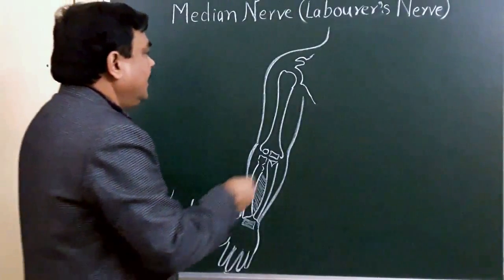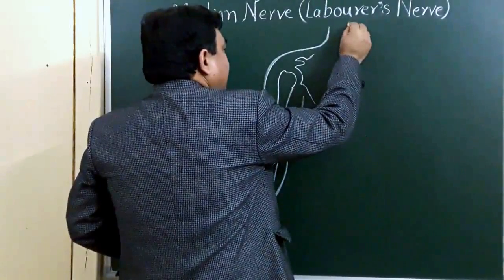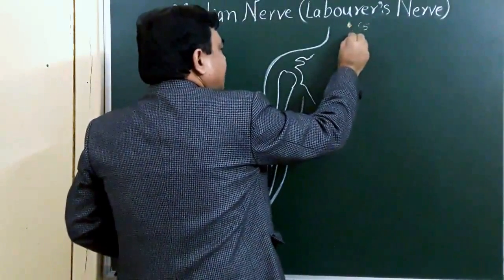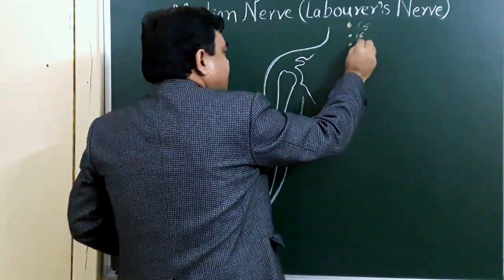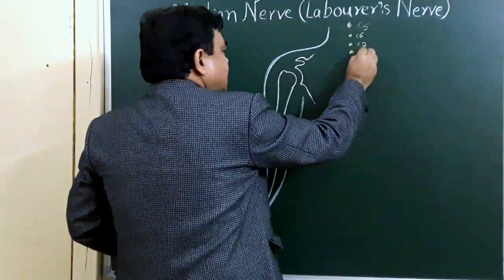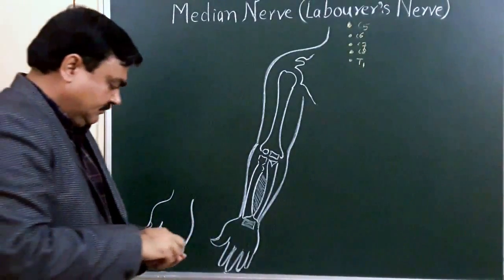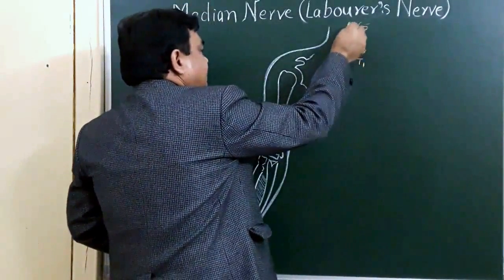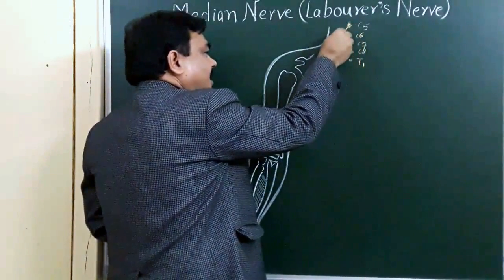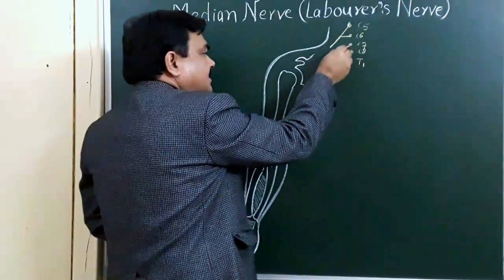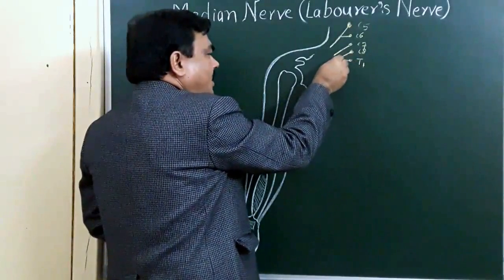In this diagram, here is the position of the ventral rami of C5, C6, C7, C8 and T1. The ventral rami of C5 and C6 join to form the upper trunk. C7 forms the middle trunk. C8 and T1 join to form the lower trunk.